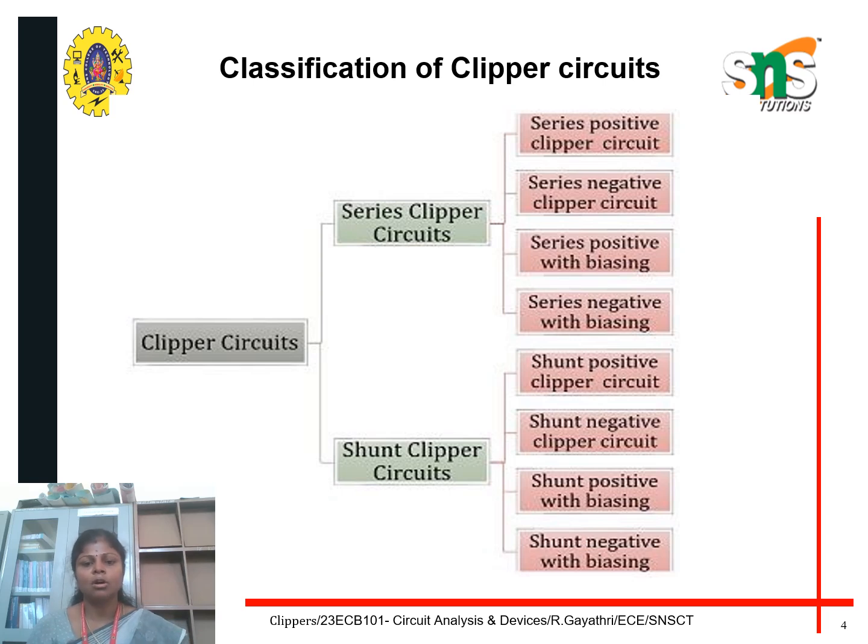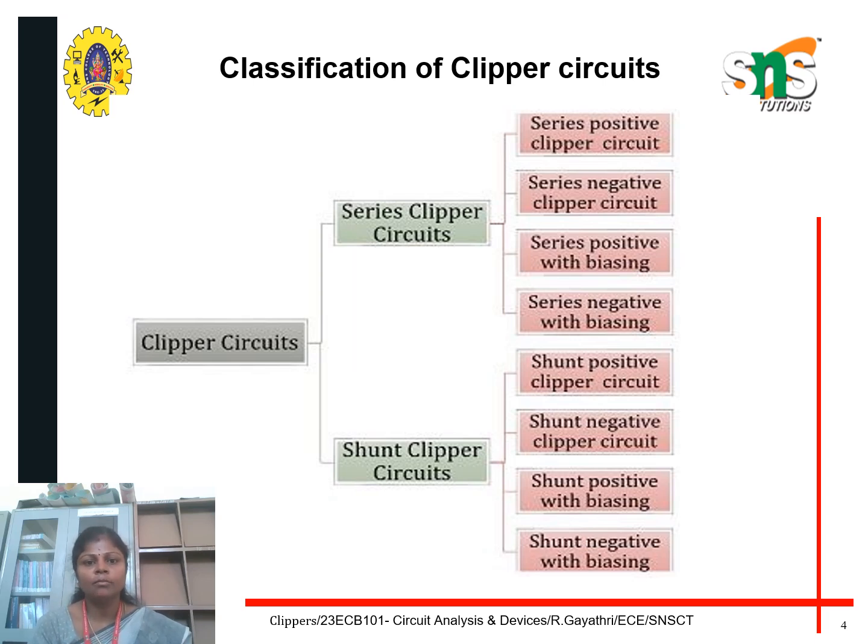The same is the case for the shunt clipper circuit. The first one is shunt positive and the second is shunt negative. Then the third is shunt positive with biasing and the fourth is shunt negative with biasing. In each clipper circuit, we are going to discuss the construction of the circuit, and we are going to describe the waveform of each circuit.